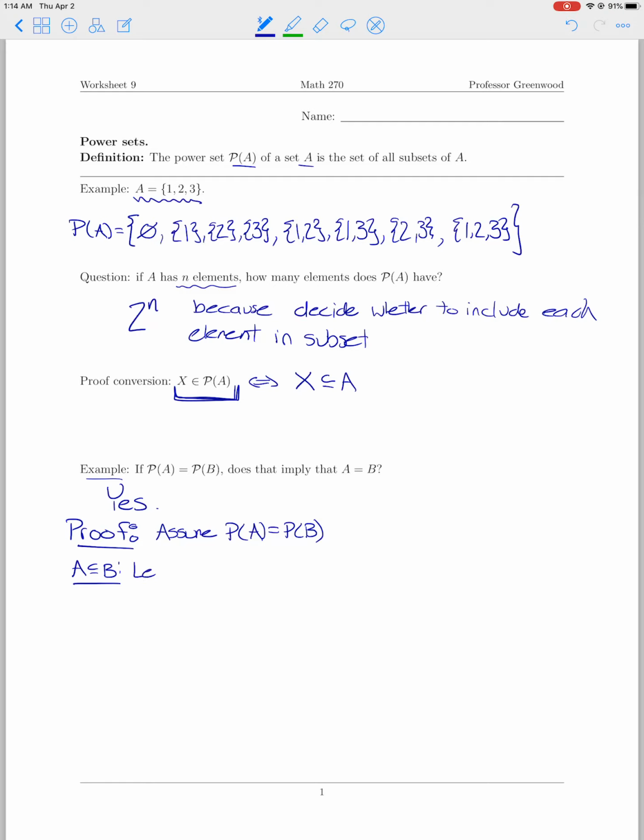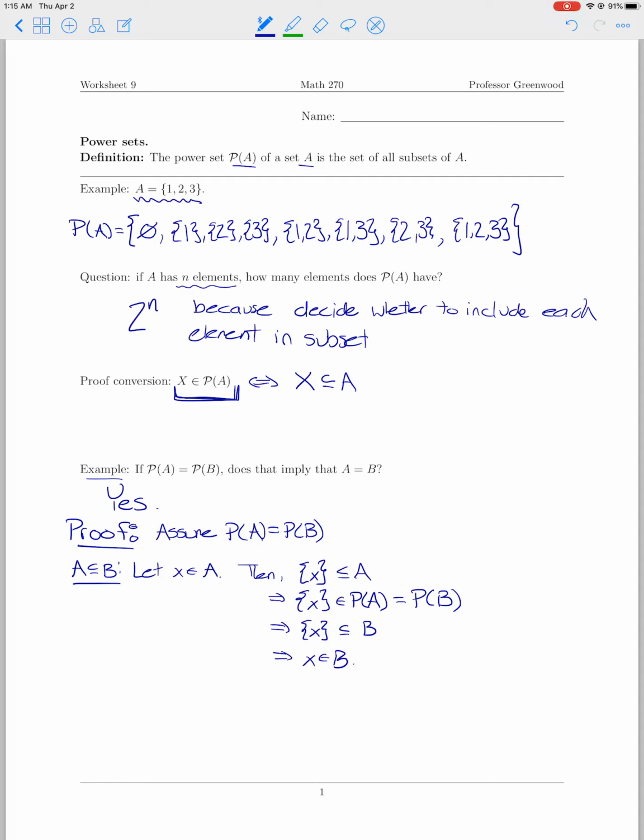Here I'll just let X be any element of A, and now I want to show that it's an element of B. The way I'm going to do it is by shifting everything so that it's talking about subsets. If X is an element of A, then of course I know that the set that contains X is a subset of A. If that's true, that means that the set containing X is an element of the power set of A. But we're assuming that the power set of A is equal to the power set of B. So that implies that this set X is a subset of B, and in turn that implies that X must be in B.